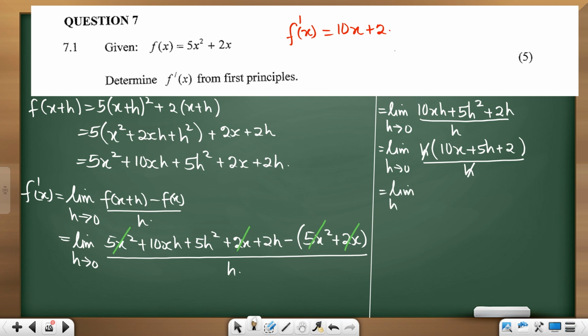Let's write our answer clearly. Please use a bracket. 10x plus 5h plus 2. What happens? Then I conclude, without writing the limit now, the h disappears. 10x plus 2. 5 marks for every single person.